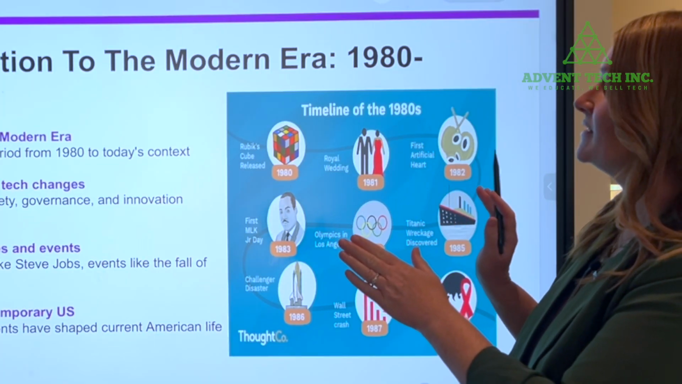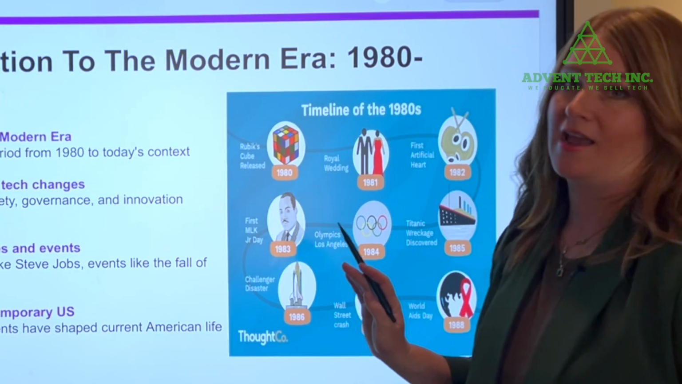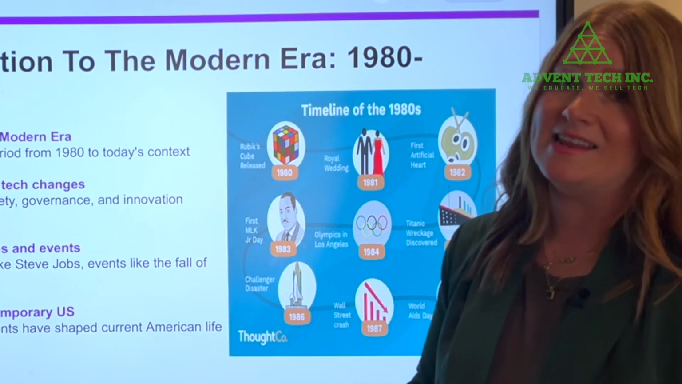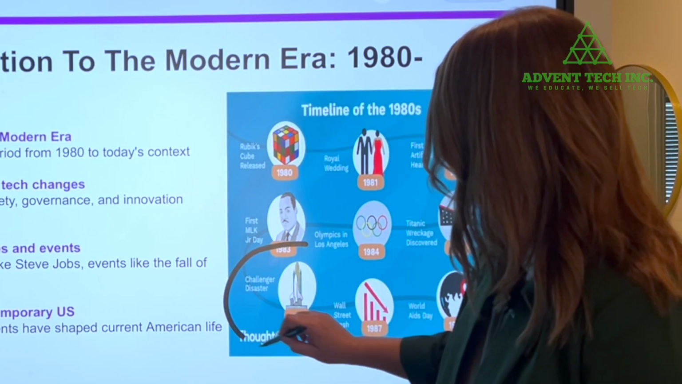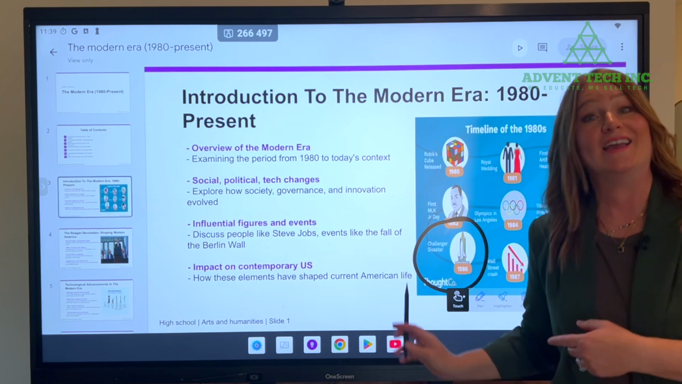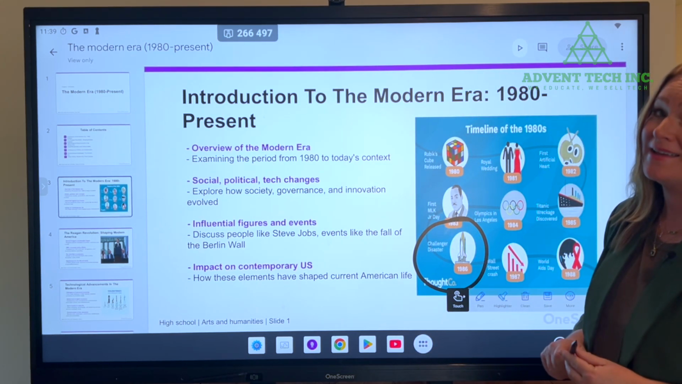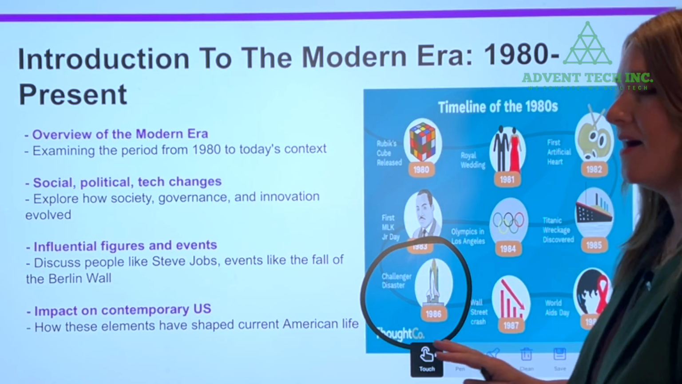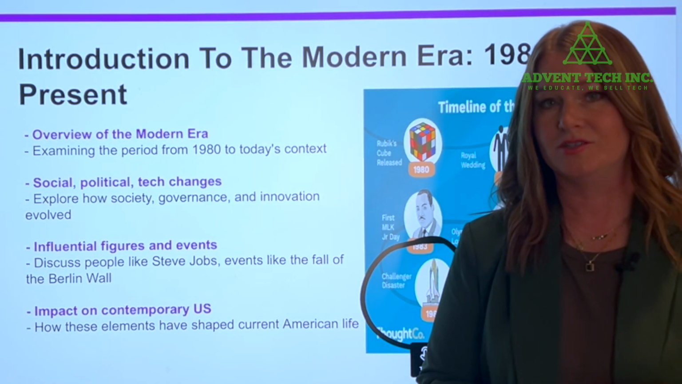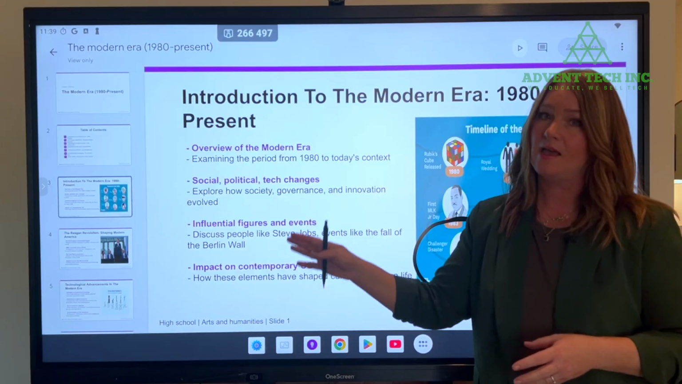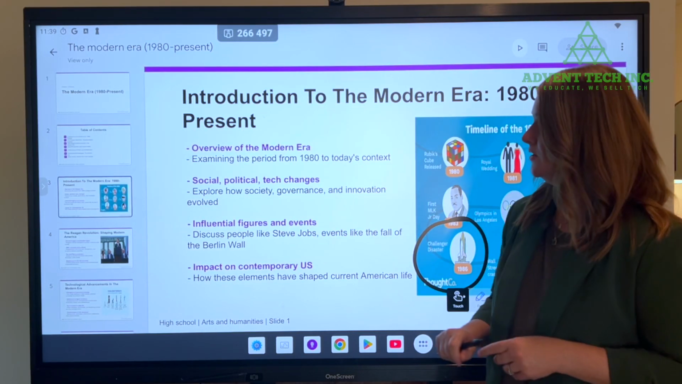So I pulled up this slide about the introduction of the modern era, the timeline of the 1980s, and we're talking about the Challenger disaster. Notice I used my pen and the annotate function to be able to write on my slide. And I want to show my class a video about the Challenger disaster while keeping this slide up on the board because they're taking notes. So here's how I do that.